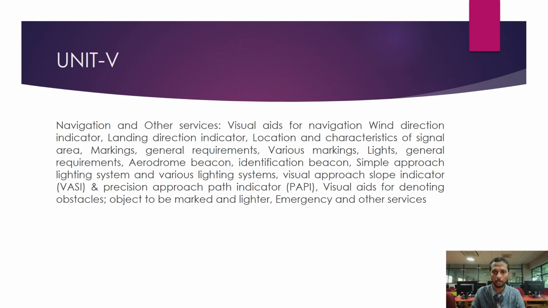In unit 5, we will study about the navigation system. So it is nothing but the visual aids, that is nothing but the wind direction indicator, the wind T, and all these things we will study. And we will study about the ILS, instrument landing system, precision approach path indicator, visual approach slope indicator, markings, light requirements, aerodrome beacons, and how obstacles affect it, and how the precision will work in the ATC with the pilot. All these things we will study in unit 5.